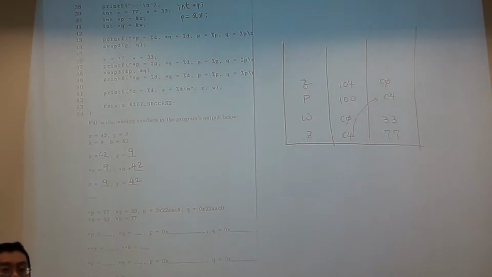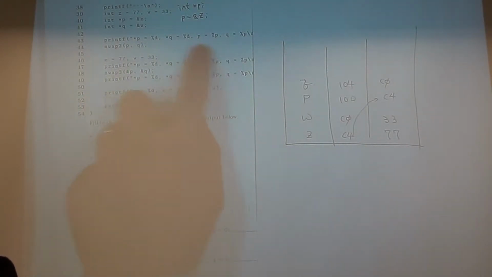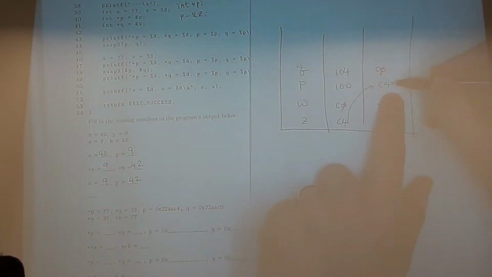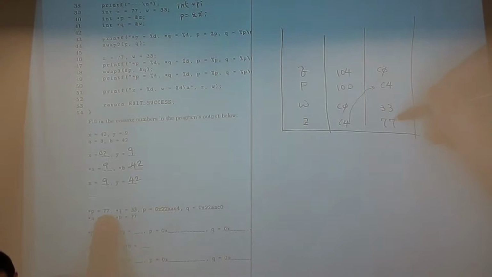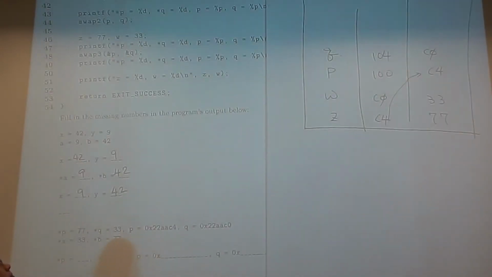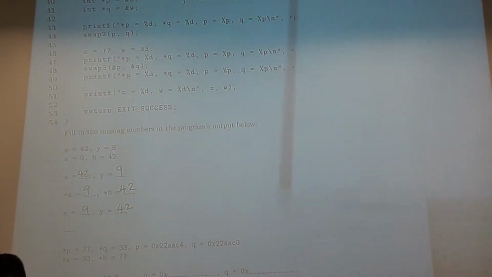Any question why I have this so far? Okay. So it's a print of star P and star Q. P's value is C4. Star P means take the value from that address. So this one will be 77. Star Q will be 33. Okay? Any question? I'm going to fold this so I can put more things.